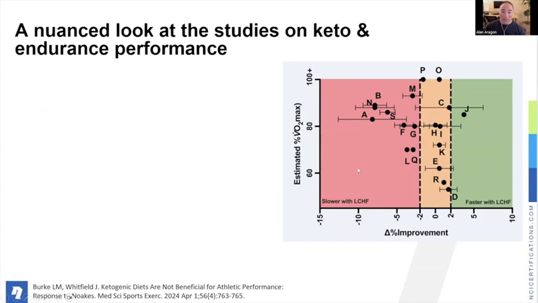And the pink space represents studies that showed a performance decrease as a result of the keto diet. And then the green space shows a performance increase, and it only has one study over here showing a performance improvement with the keto diet. And then we've got a bunch of studies in the middle that showed no significant change either way.